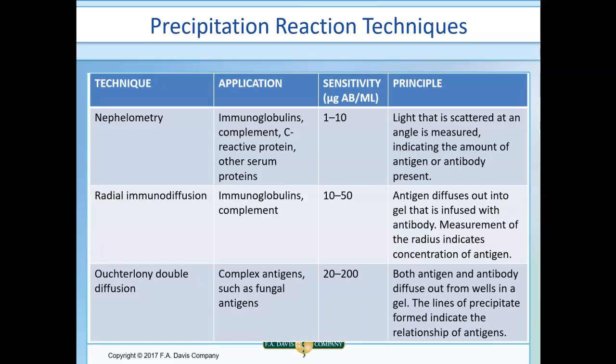So here are some definitions of a couple different types of precipitation techniques that are used. Nephelometry is something that we've already mentioned. This is where the light is scattered at usually about a 90-degree angle due to the amount of turbidity that is created by the antigens and antibodies forming together. Radial immunodiffusion is taking immunoglobulins and allowing them to diffuse through a gel. And the last one here, Ouchterlony double diffusion, which we'll see a picture of in a little bit, uses antigen and antibody that diffuse out of the well, and we look at the relationship of those antigens between each other. We're actually going to be performing that in lab during week 7.